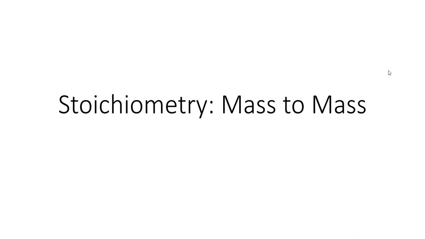In this video, we are going to talk about the third stoichiometry problem. That is, when you are given the mass of one of the species. For example, you are given the mass of a reactant and you are asked to determine the mass of the product. That type of stoichiometry problem, we call it a mass to mass problem.